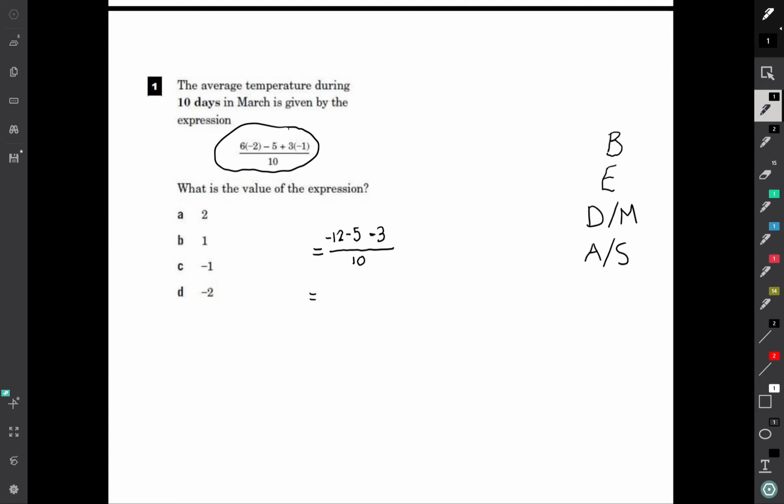Now I just continue to work. So -12 minus 5 minus 3, that's going to give us -20. Remember, we have to do this first because technically there is a bracket around the top of the fraction bar. And then we divide by 10. When we simplify, this leaves us with -2. So therefore, the average temperature during 10 days in March was -2 degrees. So we circle that as our final answer. So that's question 1.